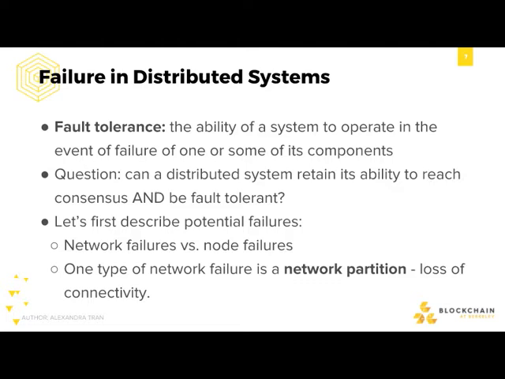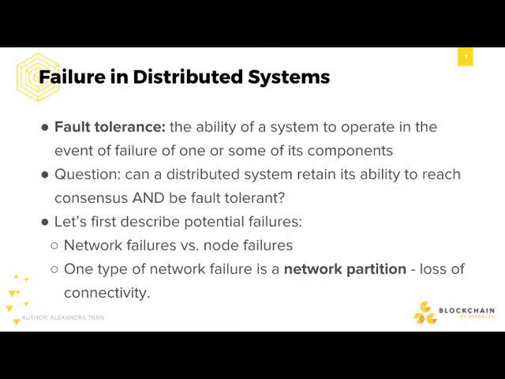As we stated earlier, distributed systems have potential failure modes. What I'll call fault tolerance is the ability of a system to operate in the event of a failure of one or some of its components. And a question is, can a distributed system retain its ability to reach consensus, correctness, and be fault tolerant at the same time? So in order to answer that question, we have to first figure out the potential failures of distributed systems. So I'm going to categorize them into network failures versus node failures.